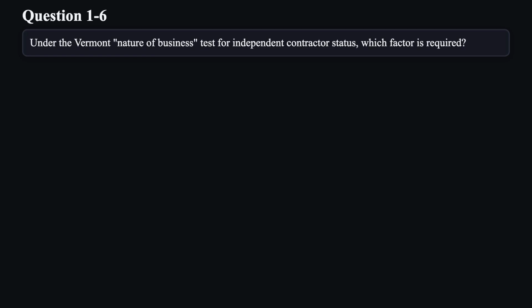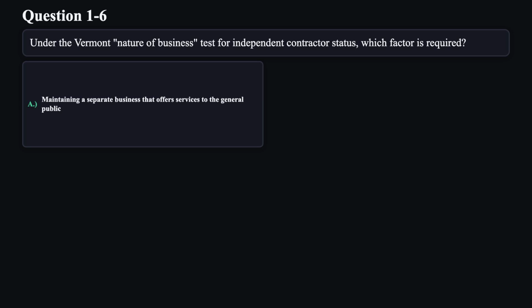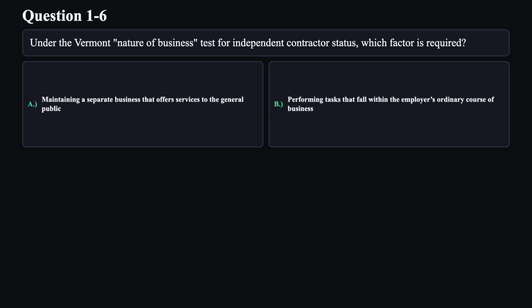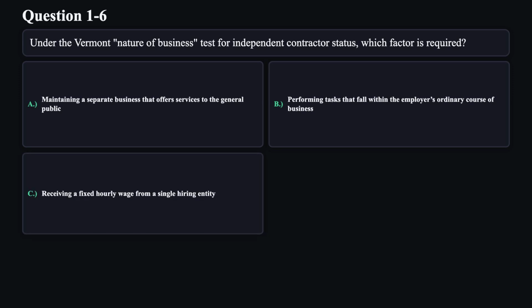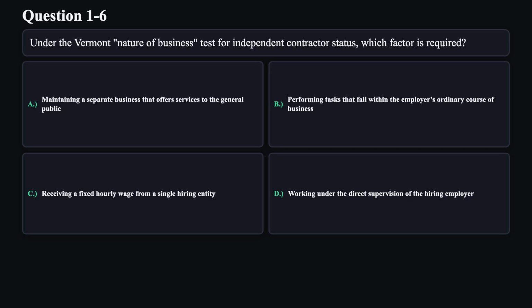Question 6. Under the Vermont Nature of Business test for independent contractor status, which factor is required? A. Maintaining a separate business that offers services to the general public. B. Performing tasks that fall within the employer's ordinary course of business. C. Receiving a fixed hourly wage from a single hiring entity. D. Working under the direct supervision of the hiring employer.